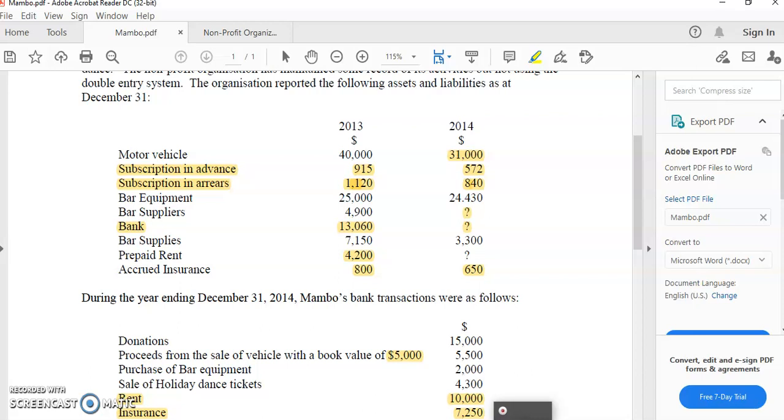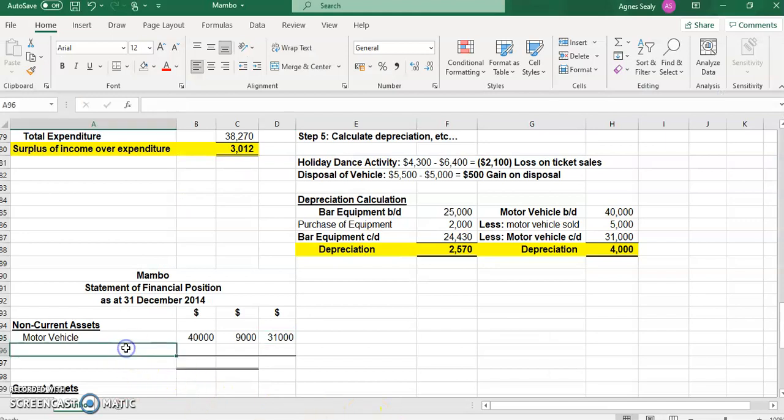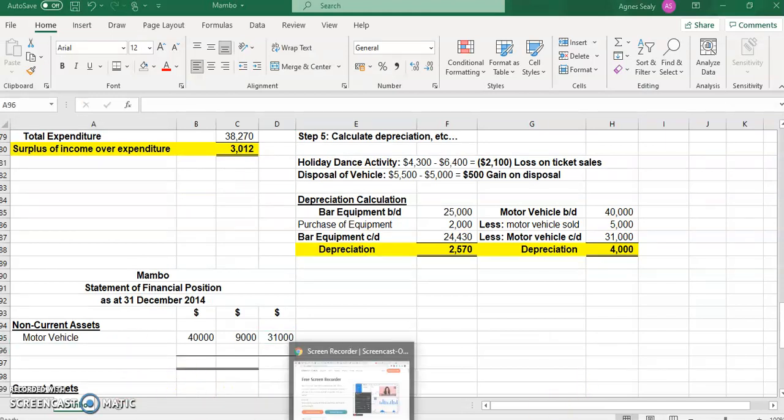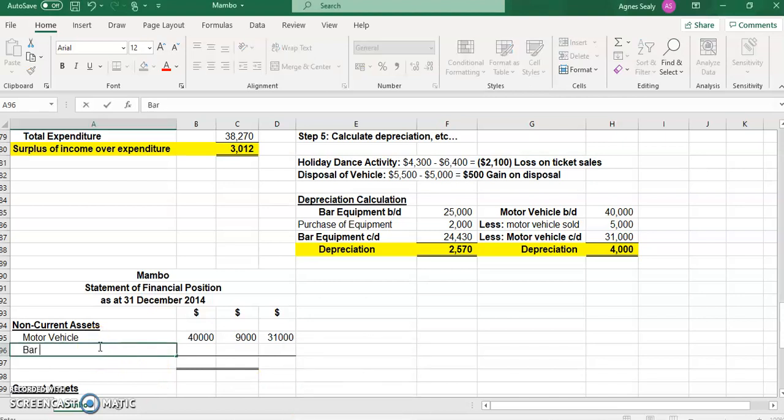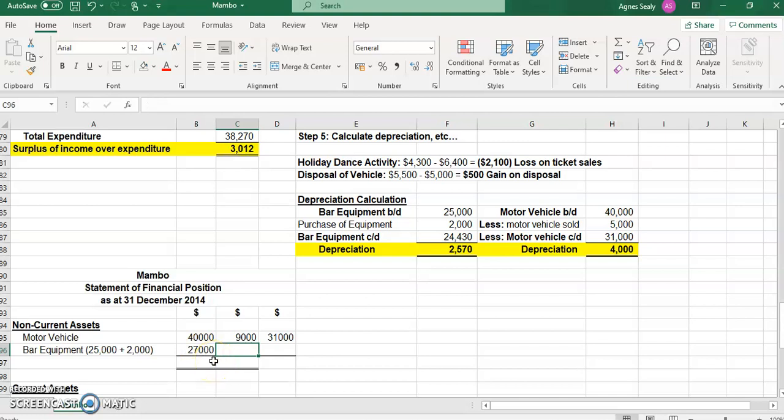Let's look at the equipment. So we have bar equipment. And remember, they started with $25,000. They bought additional equipment for $2,000, which gives us the cost of $27,000. And the depreciation on that was $22,570. So that gives you a book value of $24,430 as they would have stated.